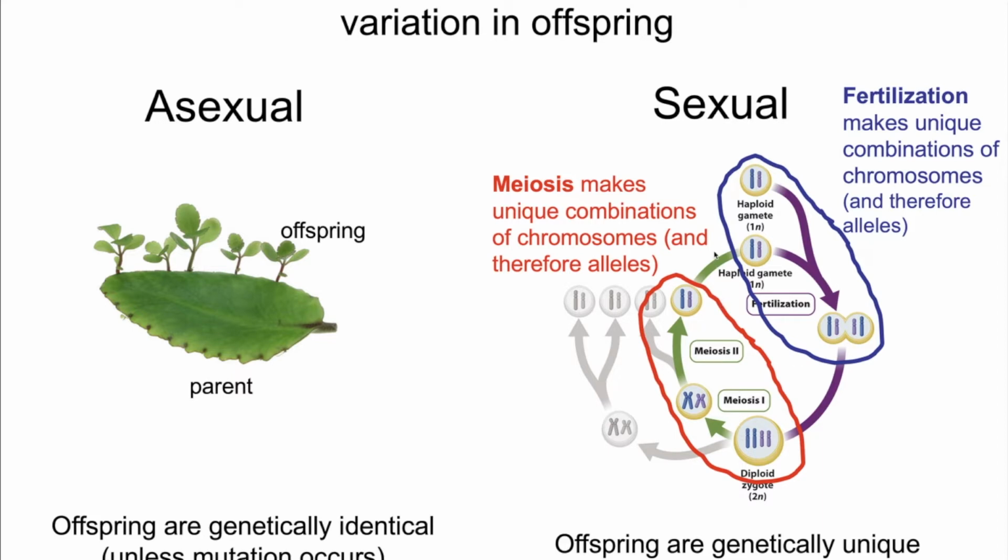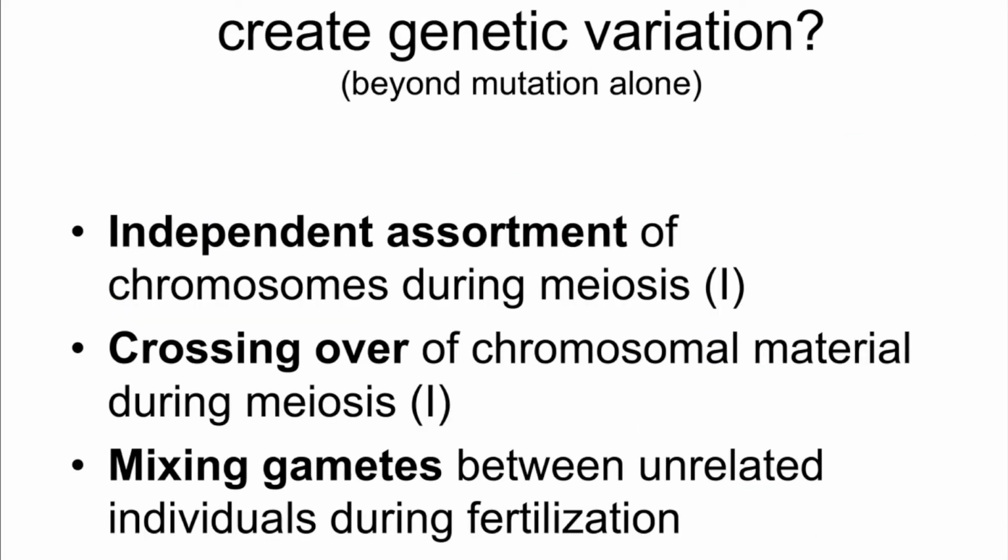Okay, so let me go into this in a little bit more detail for how fertilization and meiosis in sexual reproduction result in lots of genetic variation in the offspring.